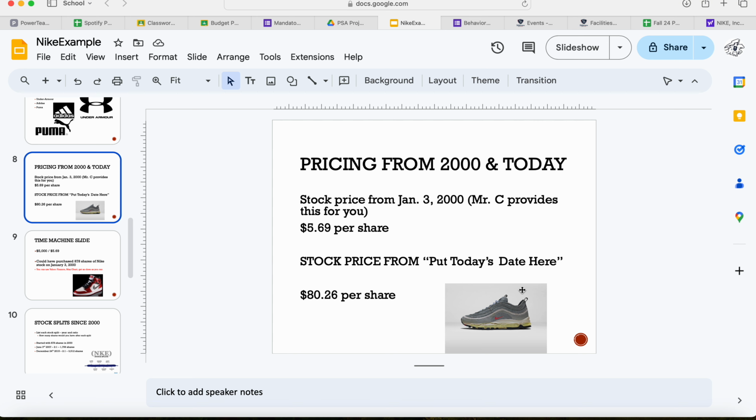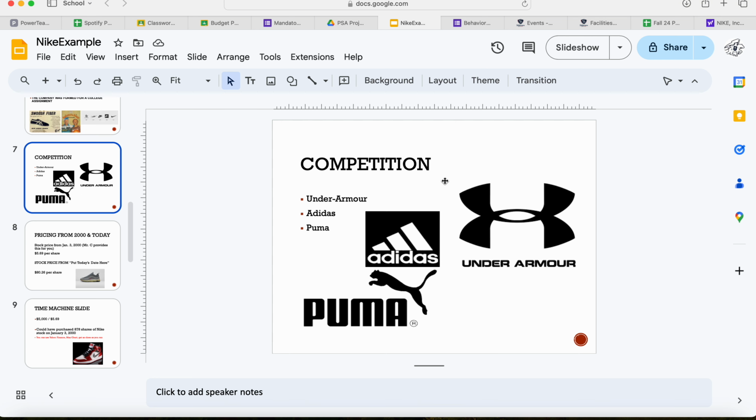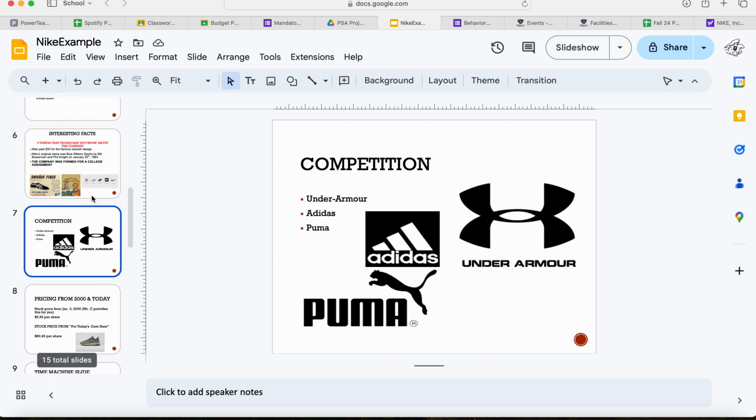This was popular when I was in high school. It was so ugly, but I thought that was funny since it's pricing from 2000. I graduated in 99. That was a very popular shoe. I didn't have them, though. You should have. These pictures don't count. Make sure you put the logos of the competition on there, if I forgot to mention that on your competition.